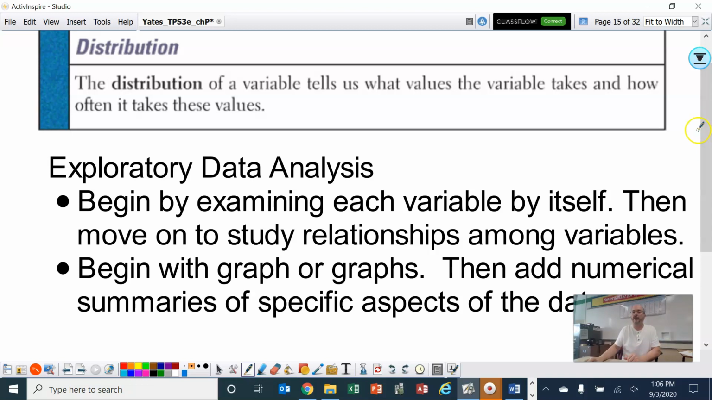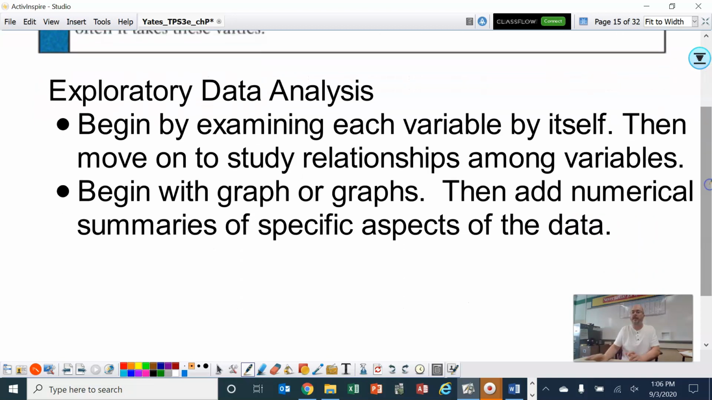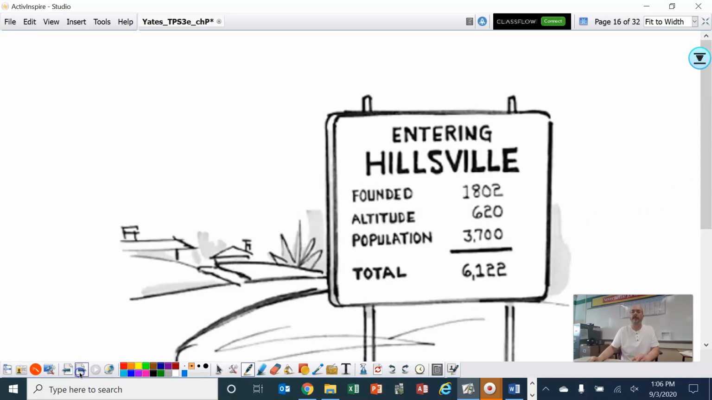Exploratory data analysis. Begin by examining each variable by itself. Then move on to study relationships among variables. Begin with a graph or graphs. You should always begin with a visual display. Then add numerical summaries of specific aspects of the data. Center, spread. I can't think of the other things right now, but that's what you need to do when you're exploring data.